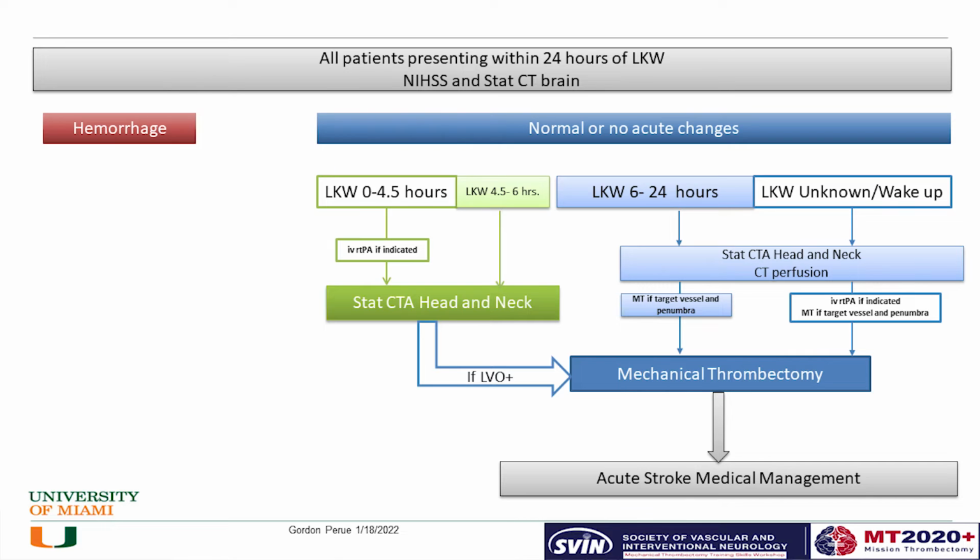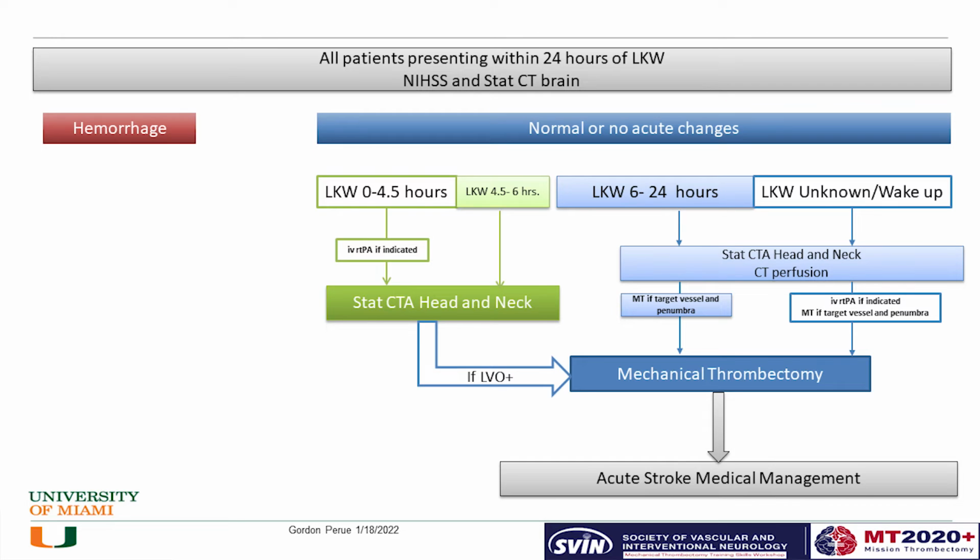If they're in the 4 to 6.5 hour window, then out of the window for thrombolysis, directly to CTA. If the CTA of the head and neck shows a large vessel that's occluded, then you go direct to mechanical thrombectomy. You do not need to wait for additional imaging.